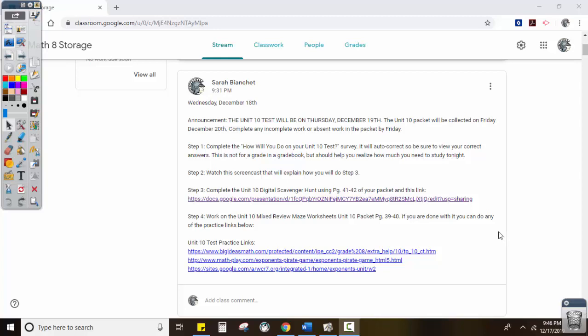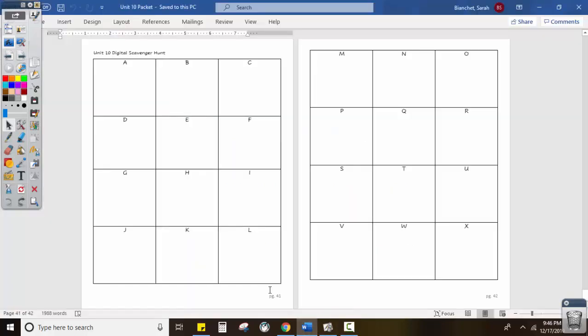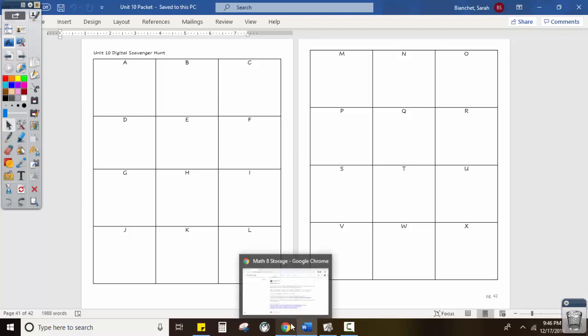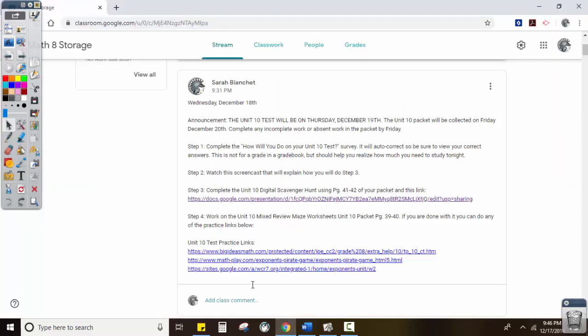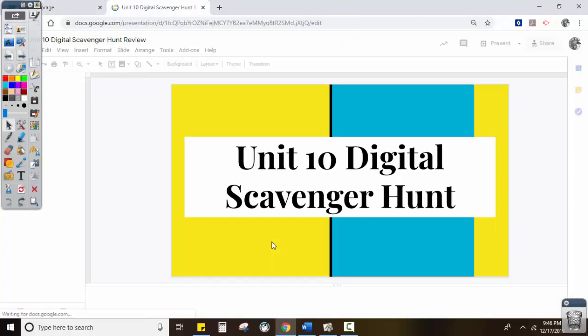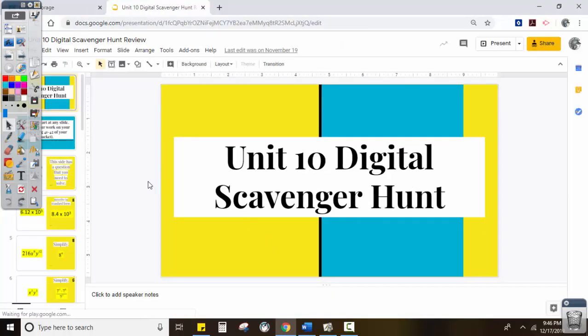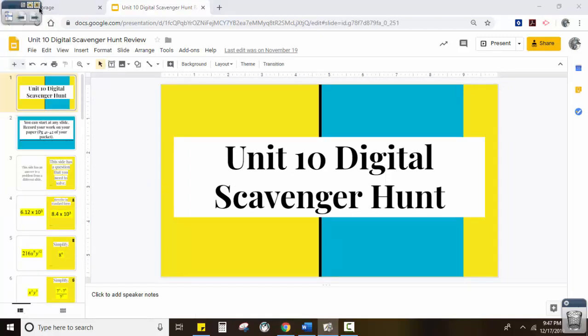Okay, for the review activity today, you're going to need a couple different things. You're going to be in your packet on pages 41 and 42, and it's a bunch of blank boxes with no problems on it, because you're going to go to Google Classroom, and on step 3, it says complete the Unit 10 digital scavenger hunt with this link. So you'll go ahead and click that link, and it will pop open like such right here.